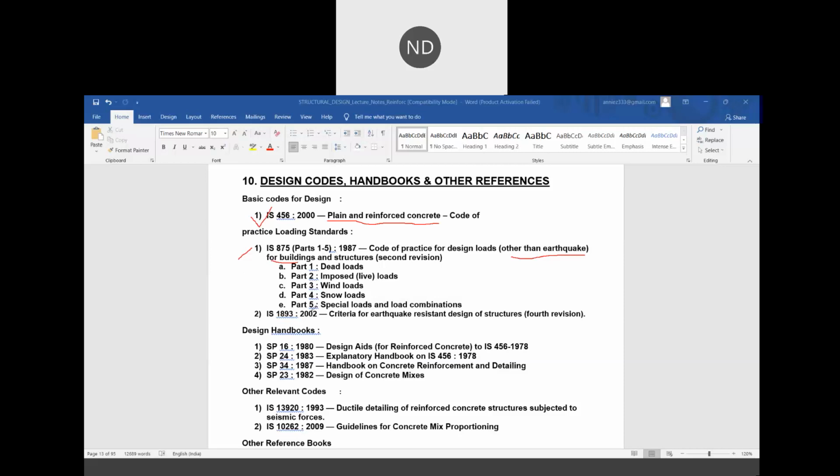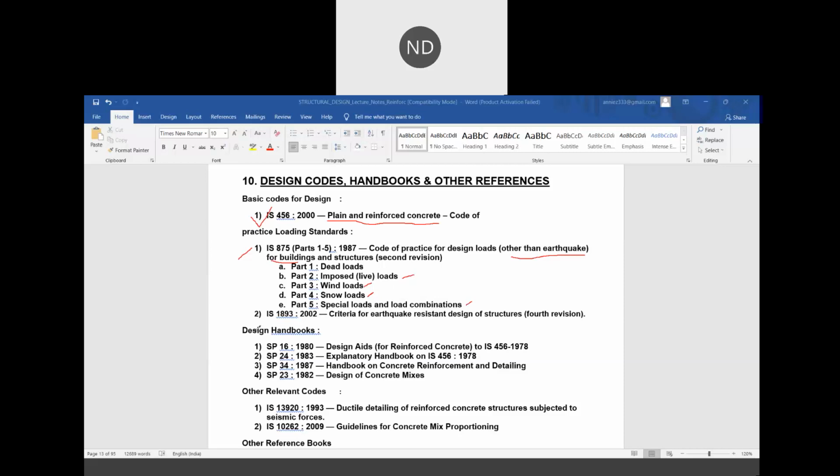What do these different parts specify? Part 1 contains the dead load specifications, part 2 is for imposed live load specifications. Regarding live load, anything and everything you need to know and the rules to follow are mentioned in part 2. Part 3 is wind loads, part 4 is snow loads, part 5 is special loads and load combinations.